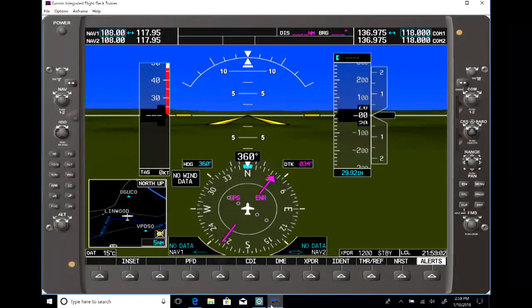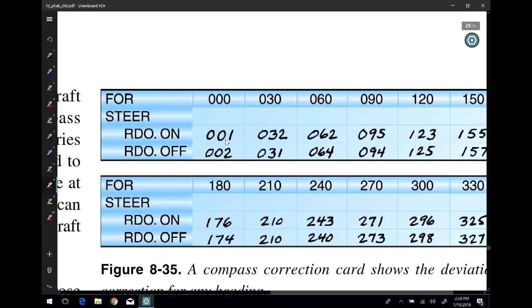And if it's not, they have these little cards that they fill out to say, here are the corrections for your compass. So, for instance, in this particular compass, you have a deal here where you say, okay, 000, that's north. If your radio is on, you would steer 001. If your radio is off, 002. So you can see that there is a difference whether your radio is on or off. Now, I will also tell you this. Oops, I'm sorry, I had that on the wrong thing. I did that twice. I apologize, guys.